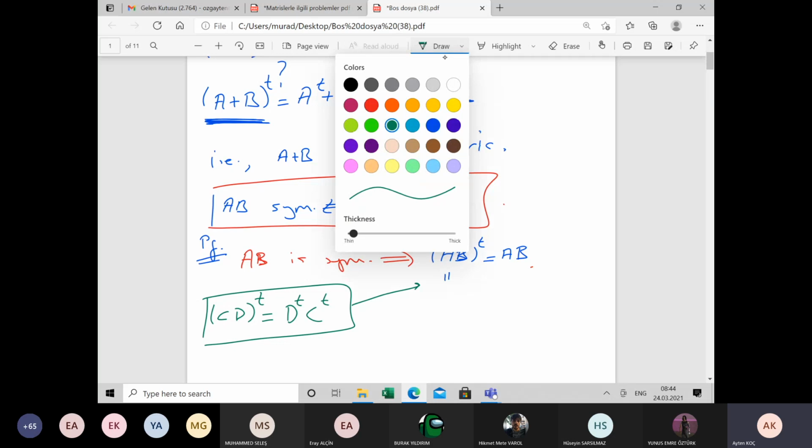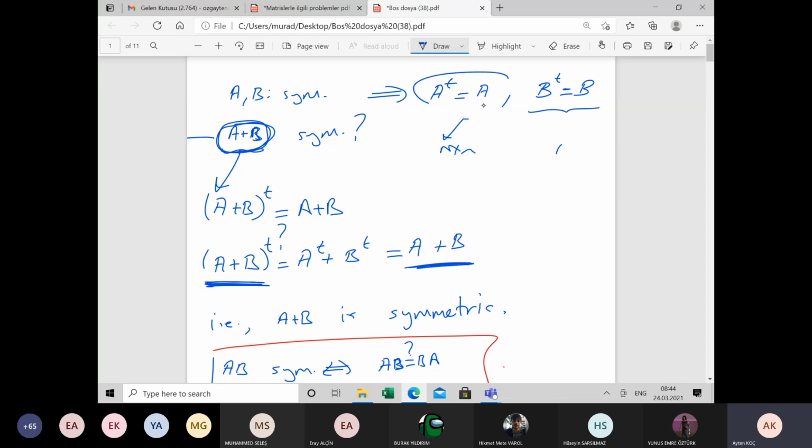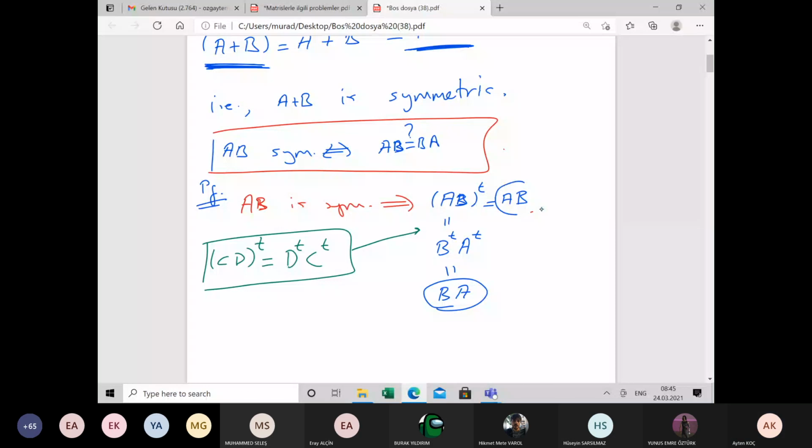The transpose of AB is equal to the transpose of B times the transpose of A. Also, by assumption, AB is a symmetric matrix, and under this assumption the transpose of A is A and the transpose of B is B. Using this substitution, we get B times A, which is equal to A times B. That is, AB is equal to BA.